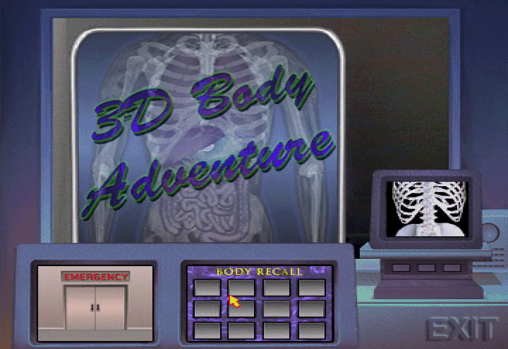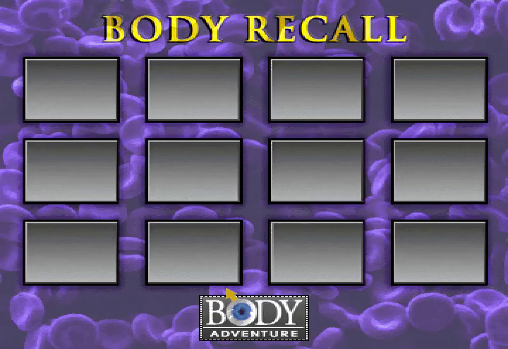Let's play Body Recall. Click on one of the 12 tiles to see what lies underneath it. Remember what you see. Concentration is the key. The object of the game is to match each picture with its name or with its function.